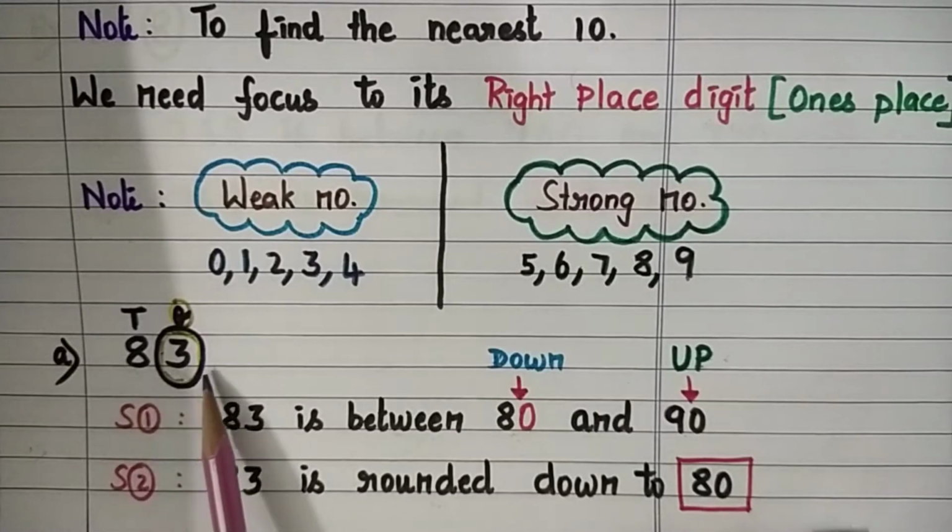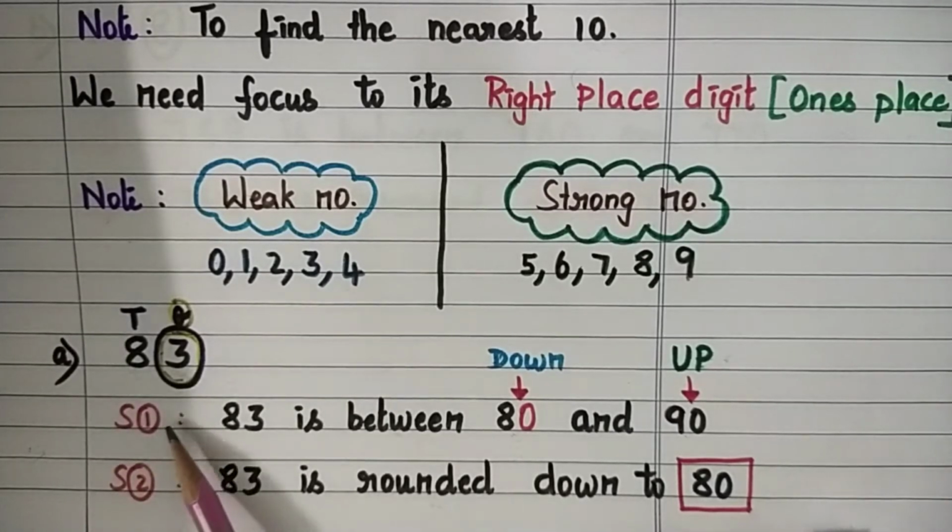Let us see the first example, children. 83. We need to round off 83 to the nearest 10. To find the nearest 10, we can find it with two simple steps. Step 1 and step 2. Step 1 is to find a between number and step 2 is to find a round off number.